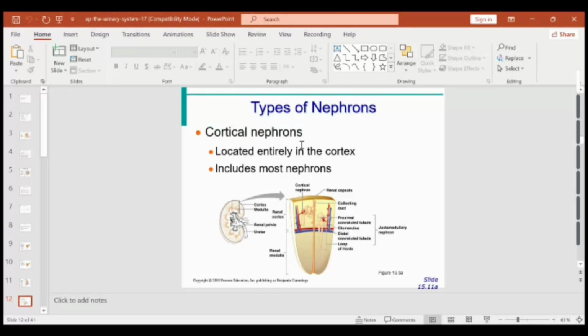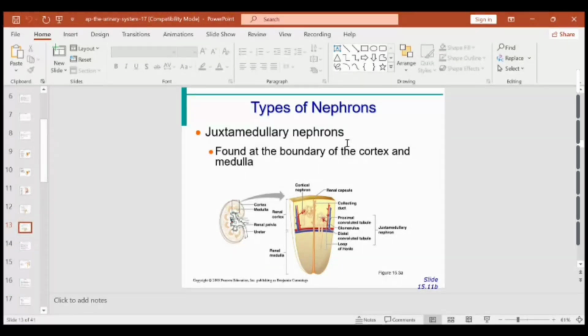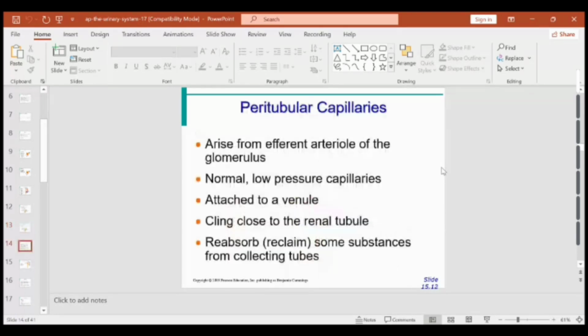We have some located within the cortical region, or the cortex, and we refer to them as the cortical nephrons. We have some that are located at the junction between the medulla and the cortex, and we call those the juxtamedullary nephrons. And in between them, we have some capillaries that circle around the tubules, and you call them the peritubular capillaries. They arise from the efferent arteriole, and the purpose is usually to enhance the process of reabsorption. To achieve that, the blood flow through the peritubular capillaries is very slow to ensure we have maximum absorption.